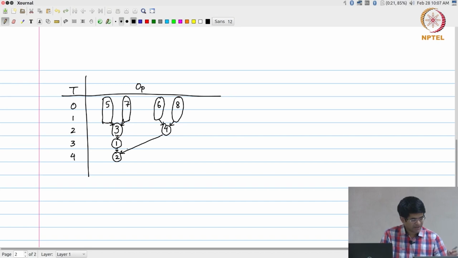So now, as I mentioned yesterday, this is something that's called the as soon as possible schedule for obvious reasons, right. Every operation is scheduled at the earliest possible time instant that it can, subject to the dependencies that it has to satisfy. Okay.